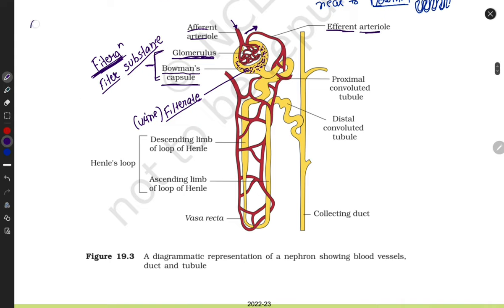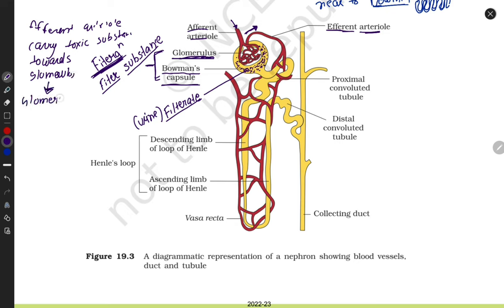First, I'm writing here: afferent arteriole carries toxic substances towards the glomerulus, and now the glomerulus filters all the substances and passes them towards the Bowman's capsule.